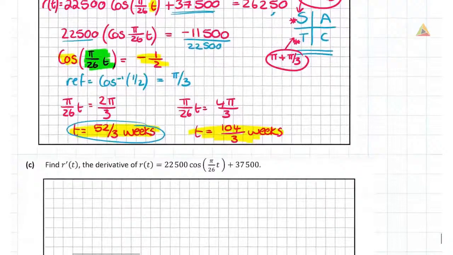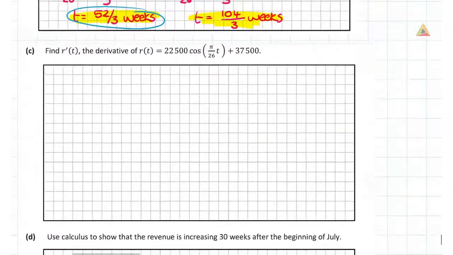Okay, so part C then, we're on to a little bit of differentiation, and we're looking for r dash t, which is the derivative of this function. So they're just restating the function here for you. First of all, when we look at it, we definitely know that we're going to be using chain rule, because it's not just a regular t in here, it's a function of t, so it's a function within the cos function here.